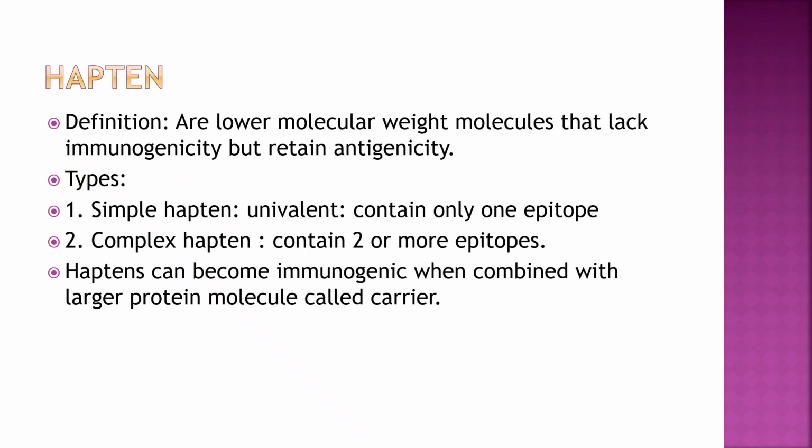Now we'll see incomplete antigen, that is hapten. So the definition is they are low molecular weight molecules that lack immunogenicity but retain antigenicity. So there are two types again. One is simple hapten and second is complex hapten. So simple hapten is univalent, containing only one epitope, that is antigenic determinant, and complex hapten contains two or more epitopes. Haptens can become immunogenic when combined with a larger protein molecule called carrier. Means they can produce antibody when they combine with other protein molecules.